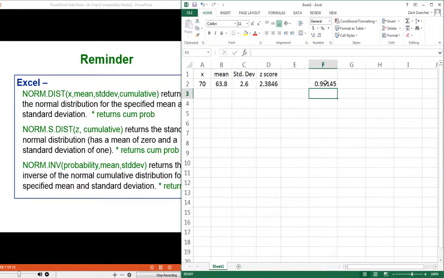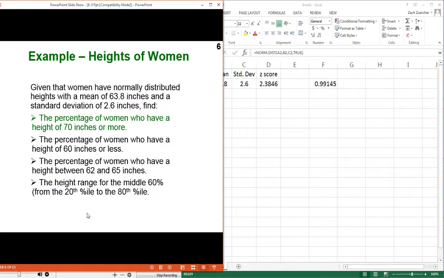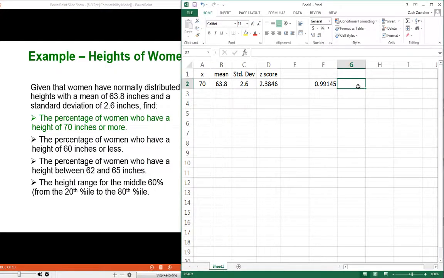99.145. Remember, we were talking about this when we were working through this problem in the PowerPoint. That's the area to the left, but in this case of the problem, we're trying to figure out what percentage of the women have a height of 70 inches or more. So we're going to say 1 minus this percentage that Excel gave us. You always have to write that as an equation. 1 minus this.